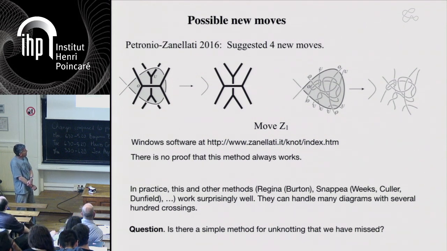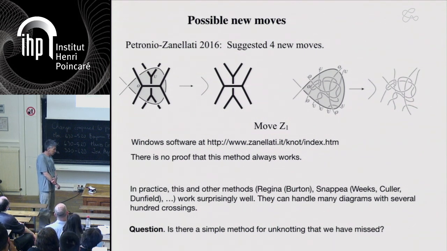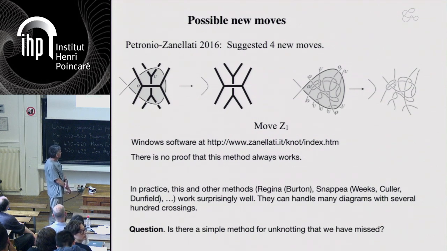And there's other methods that have been implemented which also work remarkably well on most examples. Open question, is there a simple method for unknotting that we've missed so far? Still possible.